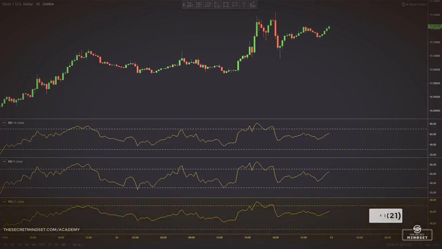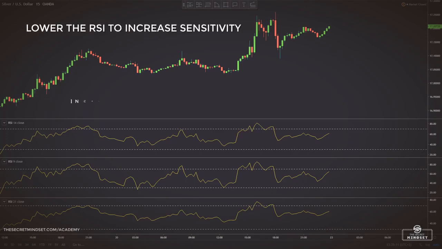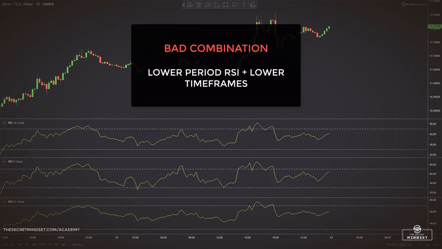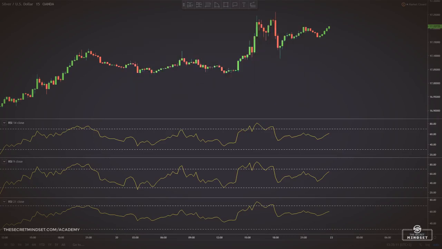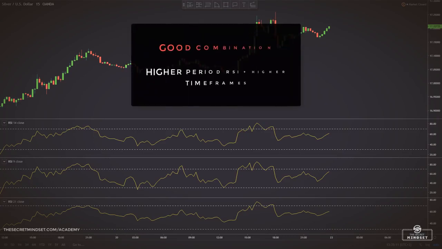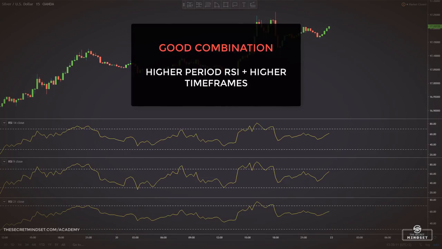Depending on your trading style, you can lower your RSI to increase sensitivity, or you could raise it to decrease sensitivity. Keep in mind that on lower time frames with lower RSI settings, you will get a lot of false signals because the indicator will have increased sensitivity. So maybe it's better to increase the value of the RSI if you want to backtest it on smaller time frames. If you want a smoother analysis with less noise, go on higher time frames.